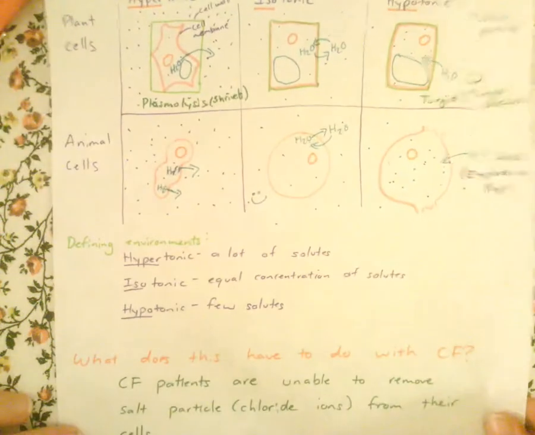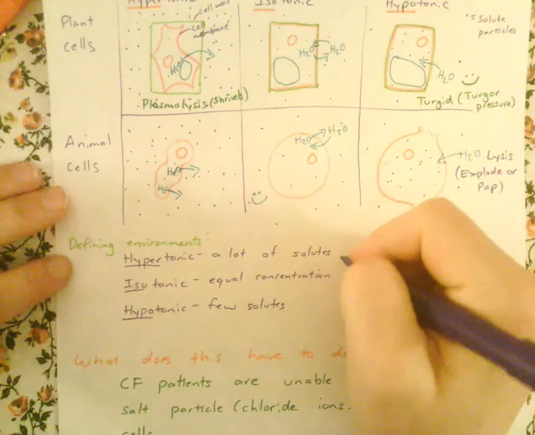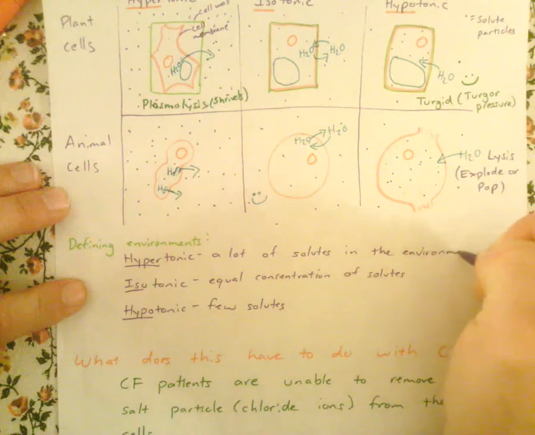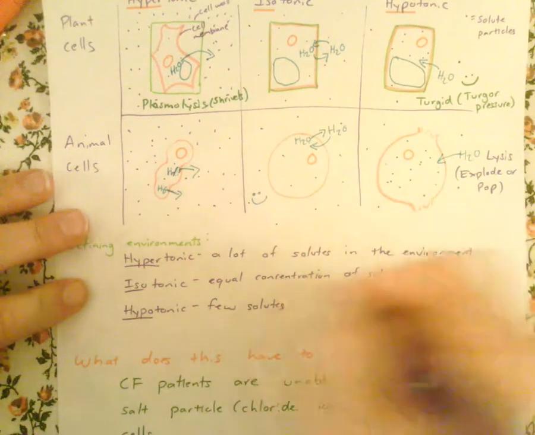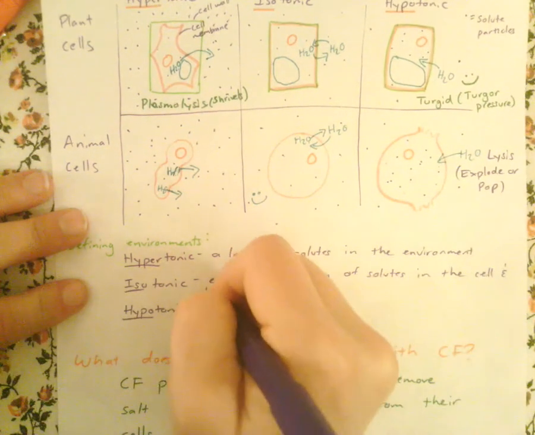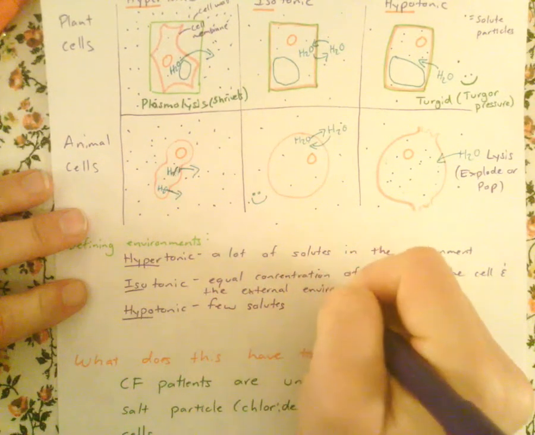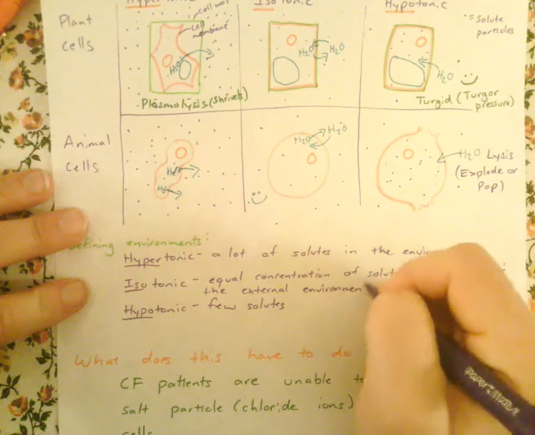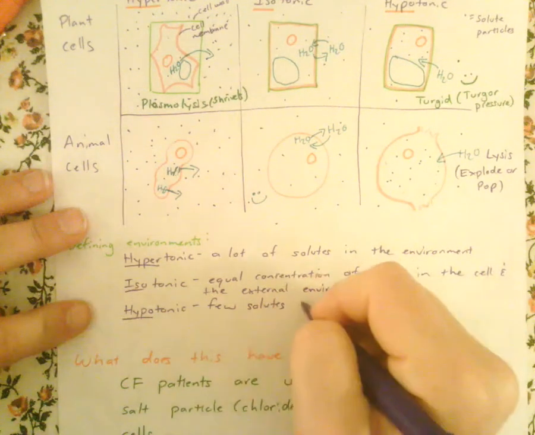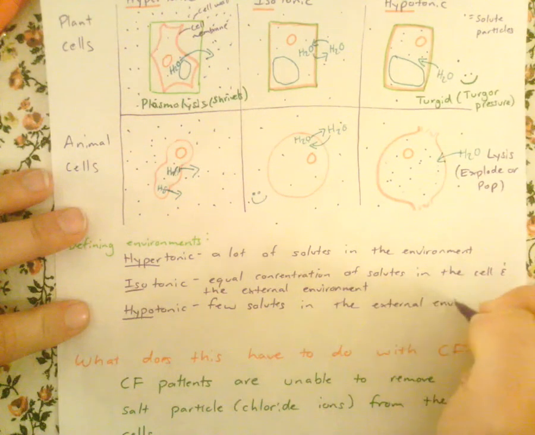So defining these conditions, we have the hypertonic. Remember, that's when there's a lot of solutes in the environment. Okay, I'll add in the environment, not within the cell. Isotonic, equal concentration of solutes in the cell and this time I'll add external environment just to be a little bit more specific. And that external environment. And then hypotonic says few solutes, okay, in the external environment.